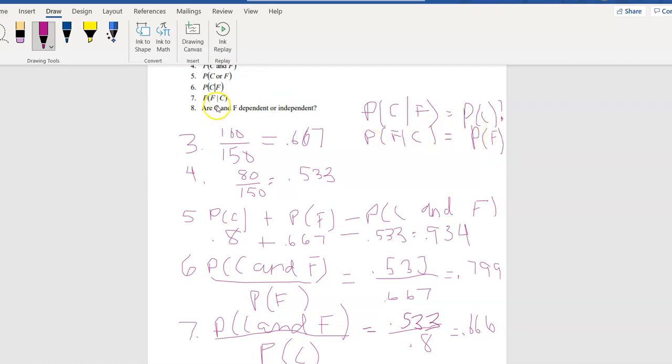All right, so the probability of F given C was number 7. It's 0.666. And again, I said that's probably 0.667 just because of rounding. And let's notice that the probability of F is 0.667. So we can very safely say that these are independent. They pass the rules for the definition of independent. So if something satisfies one of these conditions, it is independent. If this had not been equal, then it would have been dependent.